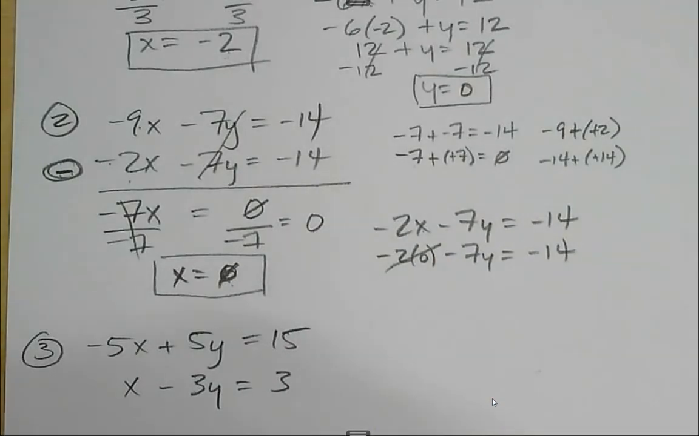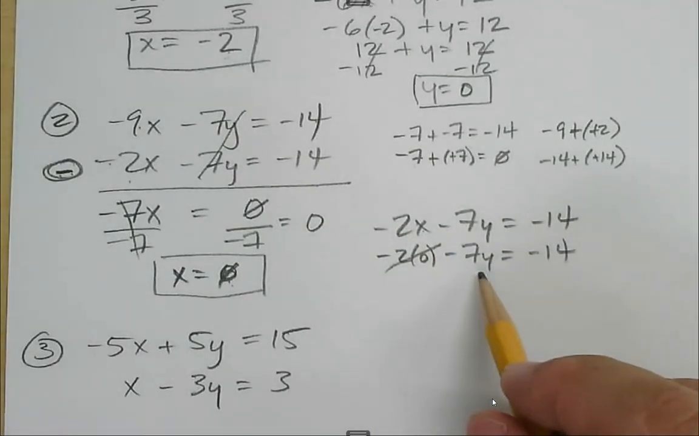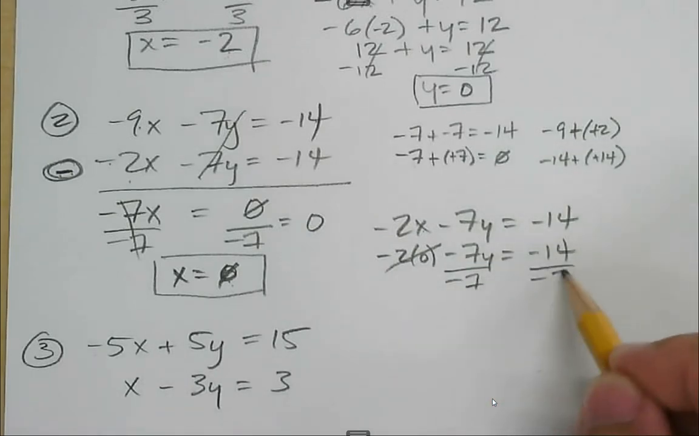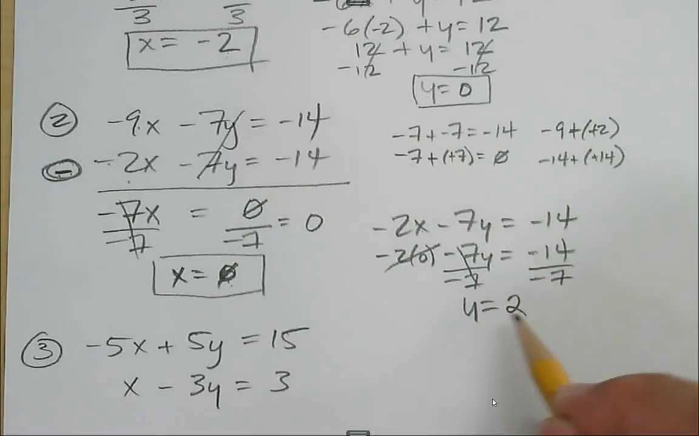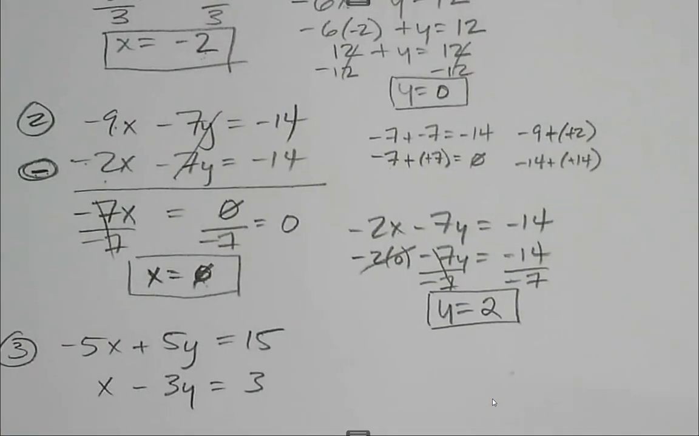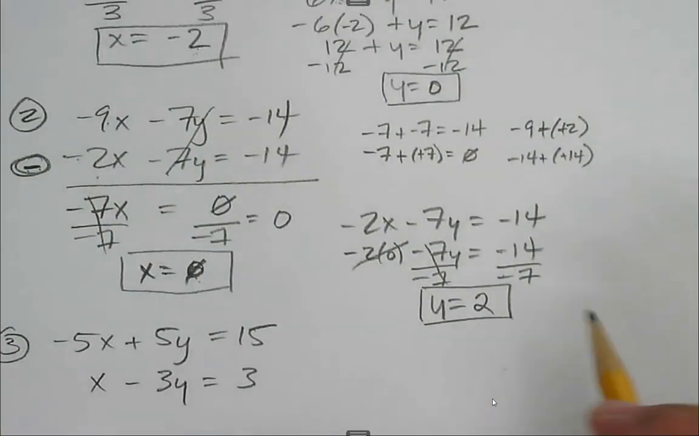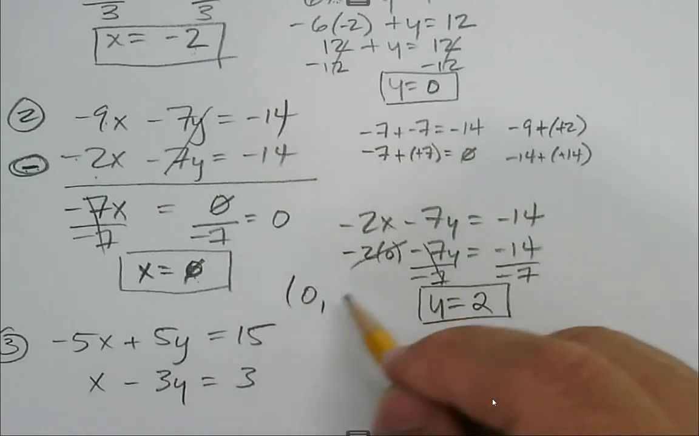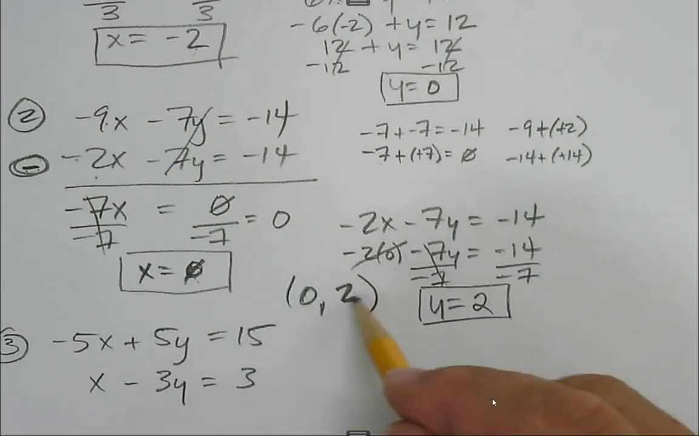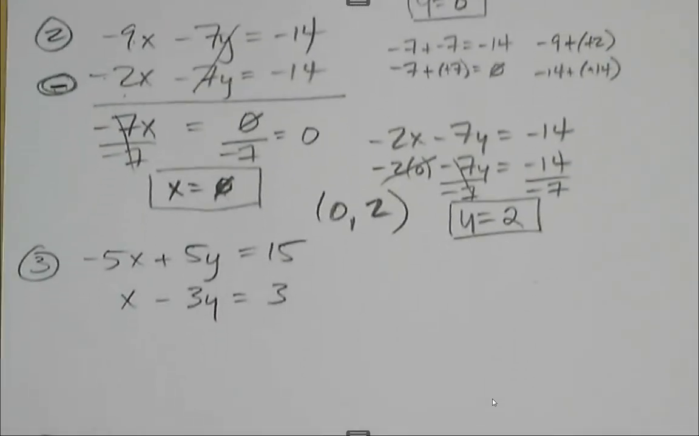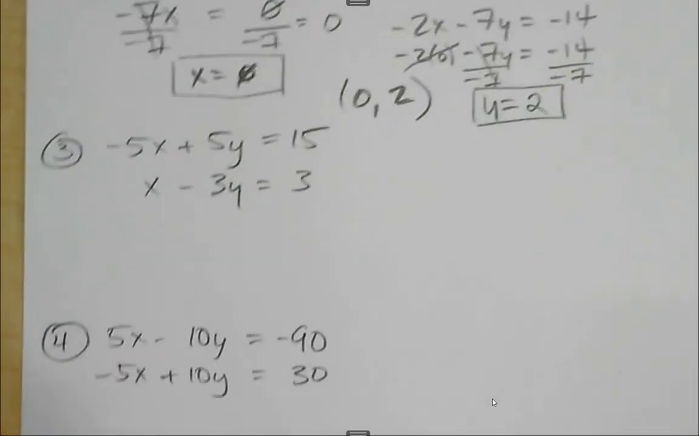So I'm going to go ahead and mark it out. And now the only thing I'm left with is -7y equals -14. So I just simply divide by -7 on both sides. And so y equals negative divided by negative is positive. 14 divided by 7 is 2. So there is my solution now for this particular system is going to be 0 and 2. So a little bit different than the solution we had up there. 0 and 2 is going to be our solution. So now let's look at number 3. And we only got 2 more of these to go, so just bear with me.